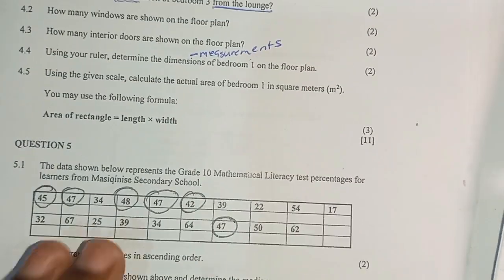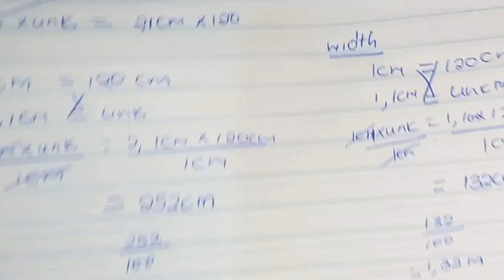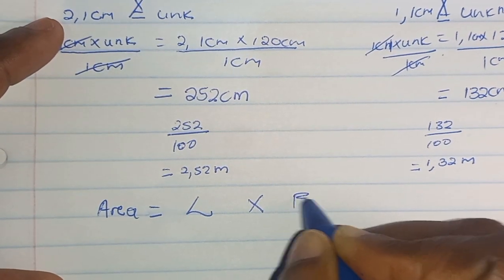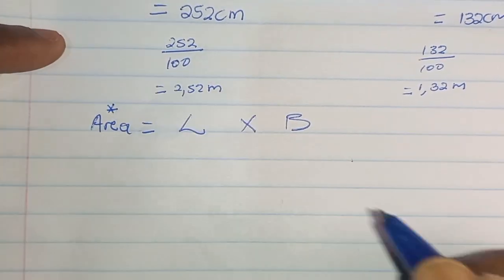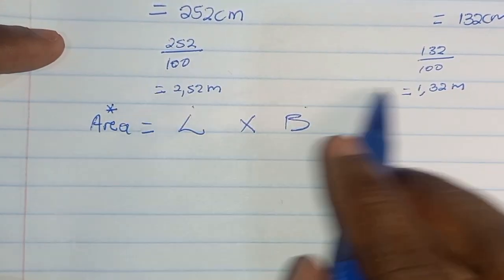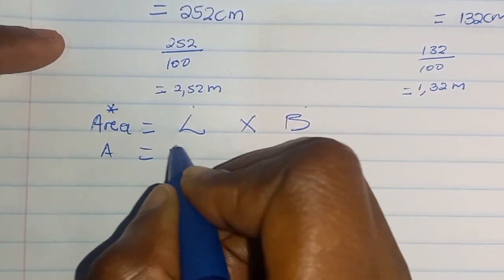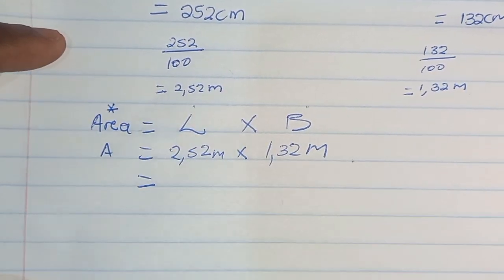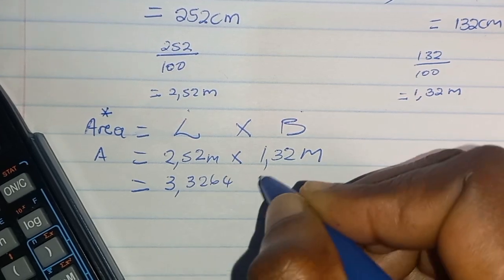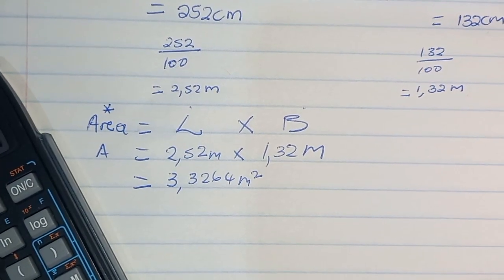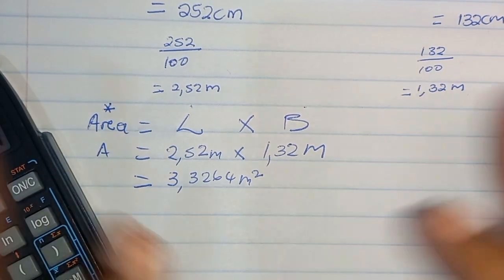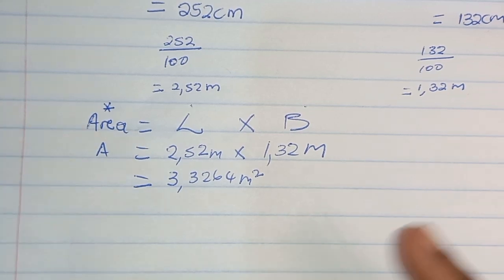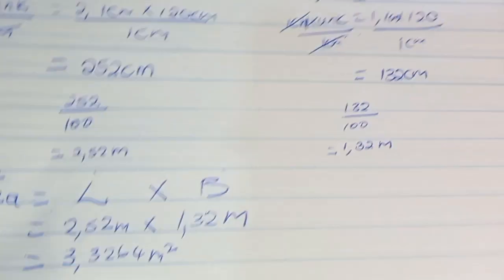Very important to go back and check: have you answered the question? The area of a rectangle is equal to length times breadth, and we are calculating the area. We need length and we need breadth, and we have length and breadth, right? So our area is equal to 2.52 meters times breadth, which is 1.32 meters, and that is 3.3264 meters squared. Now please bear with me. Like I said, I shrunk the picture so it doesn't go with the ratio of the scale anymore. But the method of calculating, that's what we are focusing on.